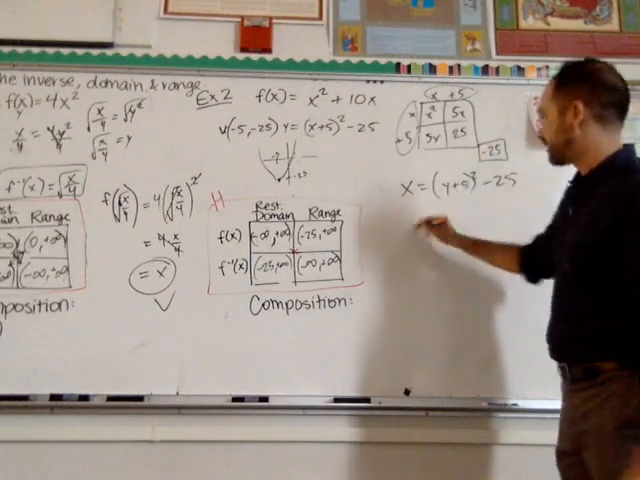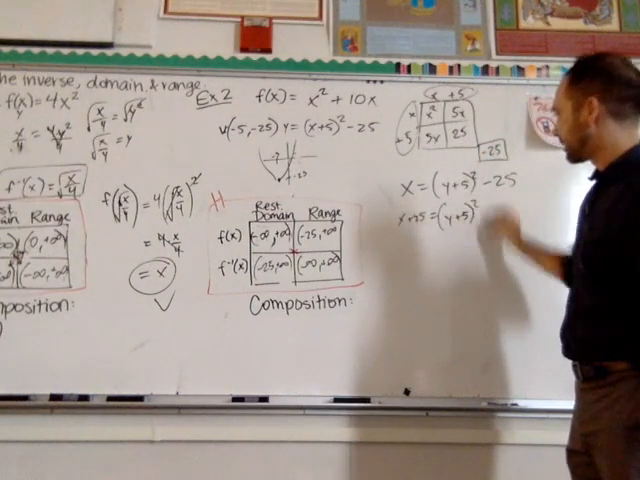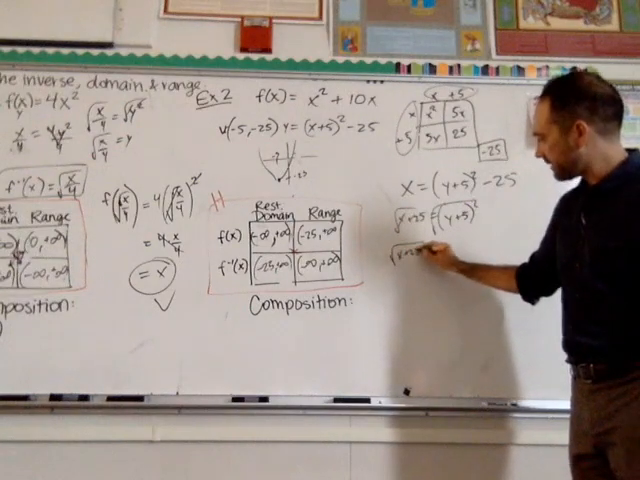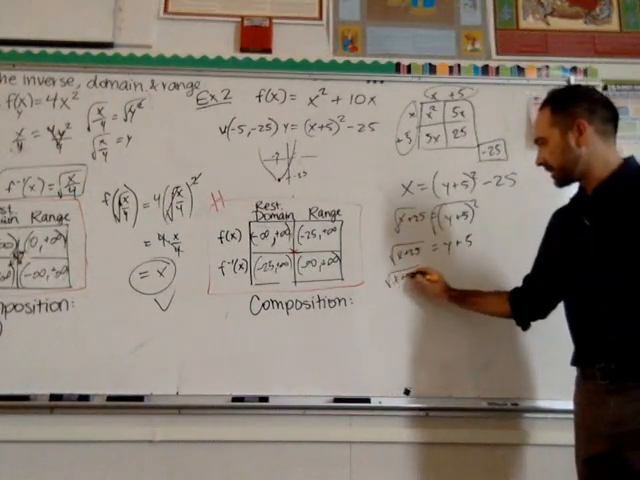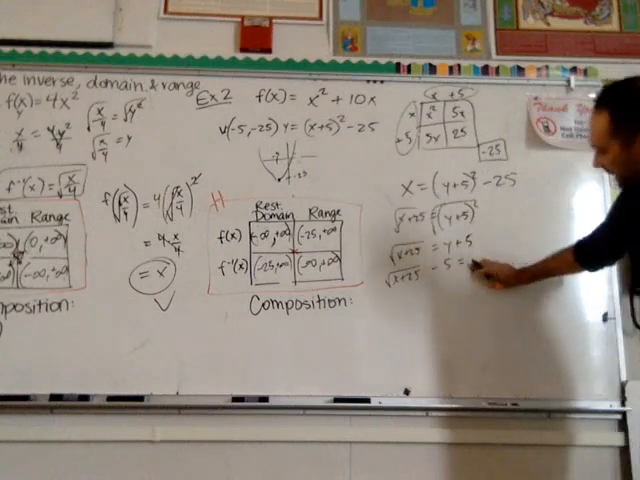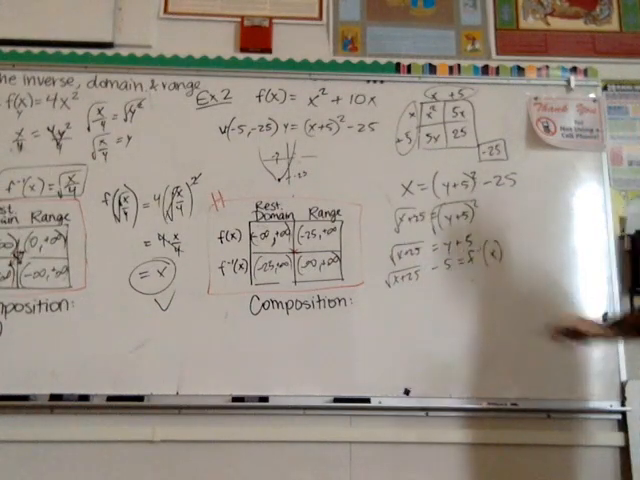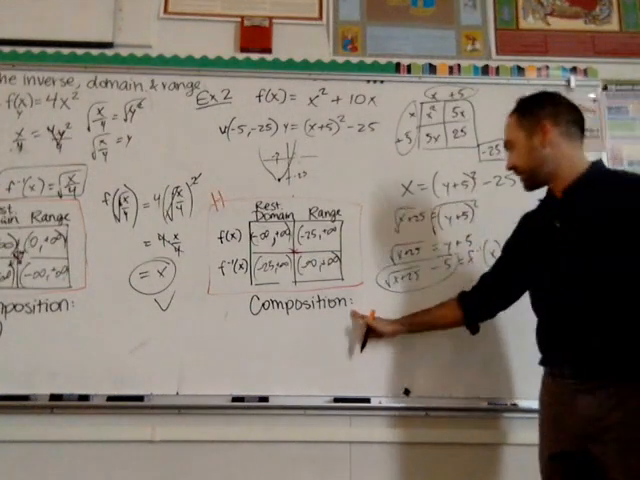I move the 25 over. X plus 25 is equal to y plus 5 squared. I take the square root. The square root of x plus 25 is equal to y plus 5. I subtract the 5 over. The square root of x plus 25 minus 5 is equal to y, which at that point I could change to my inverse. Here's my inverse.